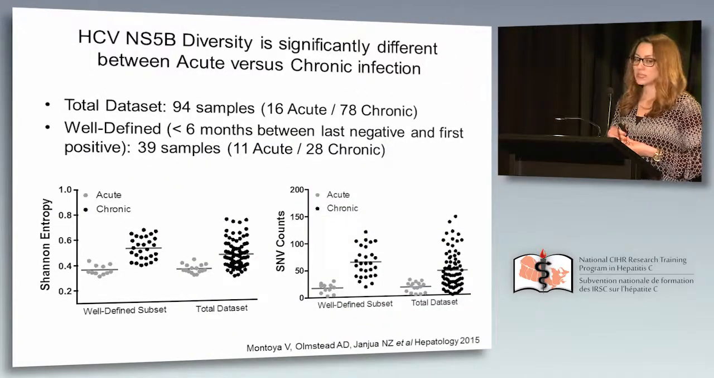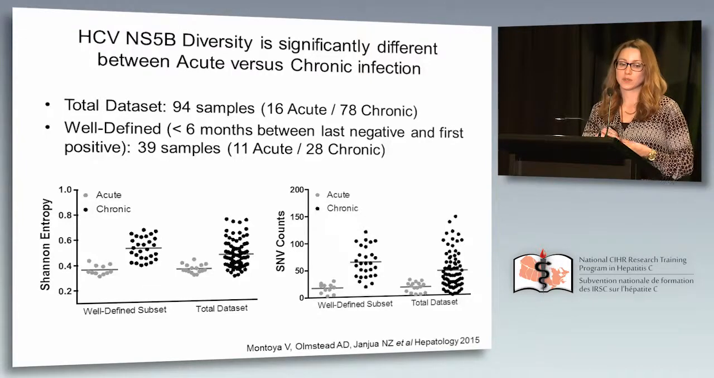So we looked at the diversity in 94 known seroconverters with acute or chronic infection, and we also did a narrow data set, which were individuals that had more well-defined timing of infection, so they only had a 6-month window between the last negative and first positive, so we're more certain of when they were infected. In either case, there was a significant difference between diversity in acute and chronic infections in both of the measures of diversity. And so the next stage is to get more samples, a larger data set, to see if we can come up with some cutoffs that might be applied to individuals at the time of diagnosis, which would give us an indication if they're more likely to be acutely infected at that time or chronically infected.